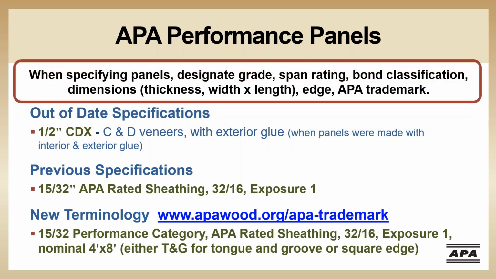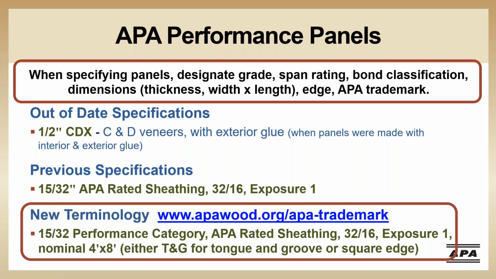So here's the best way to specify wood structural panels, and here's an example of how to write that out. So we've got 15/32 category, APA rated sheathing, 32/16, that's the span rating, exposure 1, nominal 4 foot by 8 foot, tongue and groove or square edge. And again, remember to avoid using the acronym CDX and avoid using the exact decimal thickness definition.